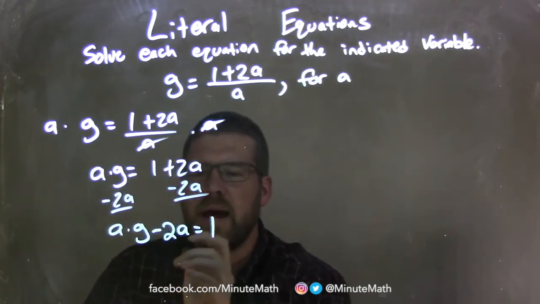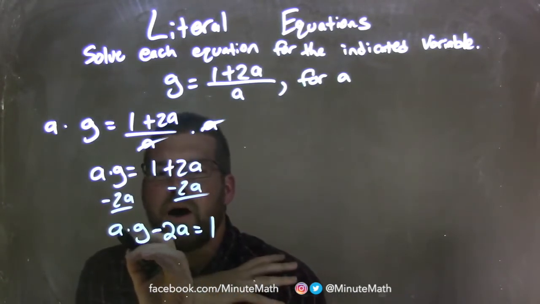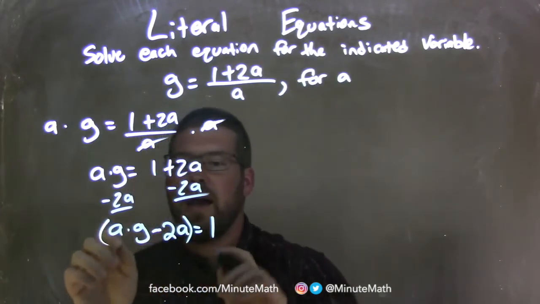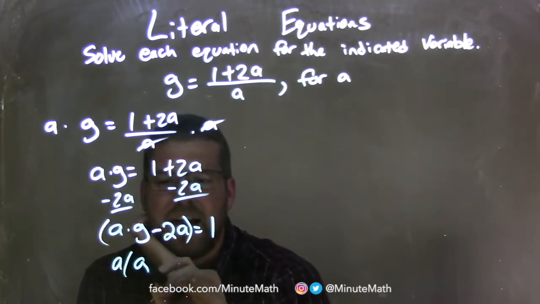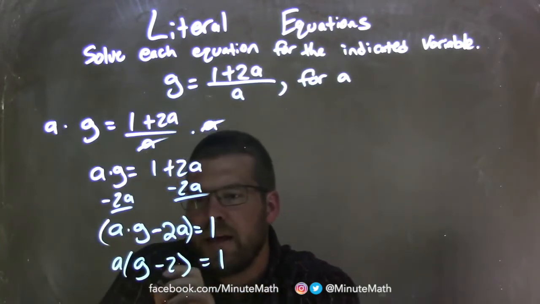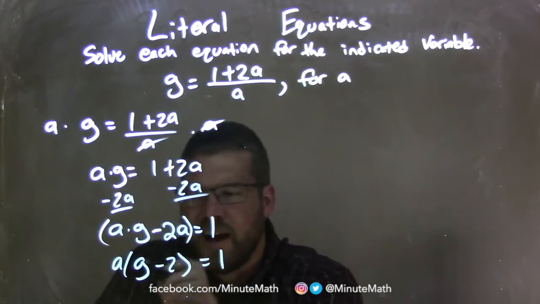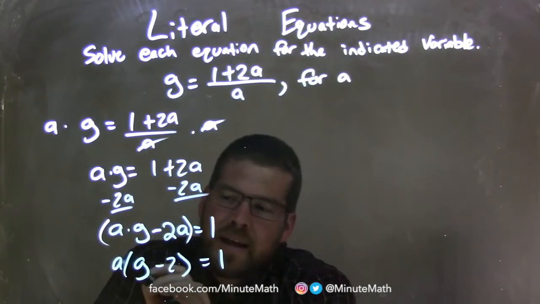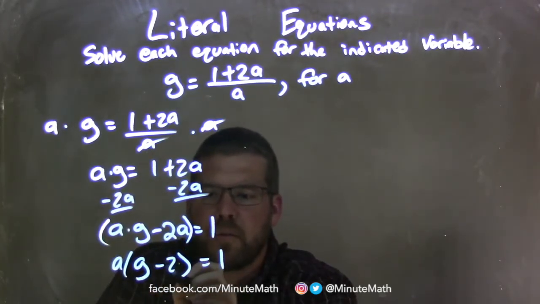So what I need to do now, since I need to get a by itself, isolated, is pull out an a here. I'm going to put parentheses around it and then pull it out. So my next step, I have an a out here, and I have a g minus 2, and that's going to equal my 1. You see when I'm pulling out that a, it's outside. Well, not really isolated, I guess, but it's pulled out so that if I multiply it back in, a times g is ag, and then a times 2 is 2a, and there's a subtraction there.